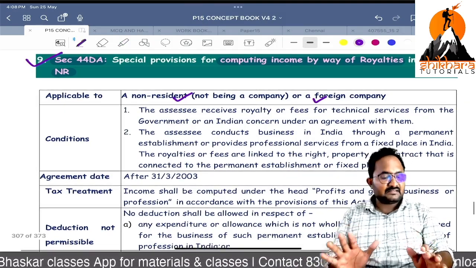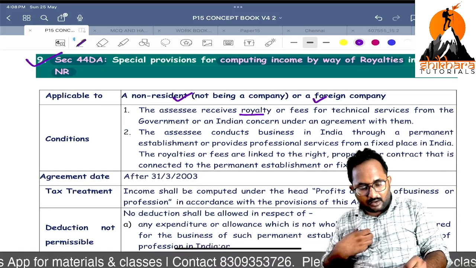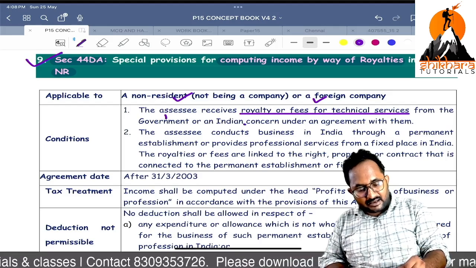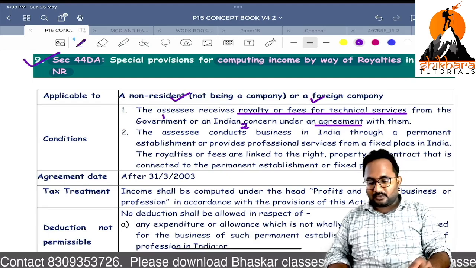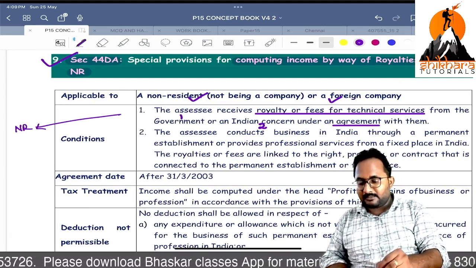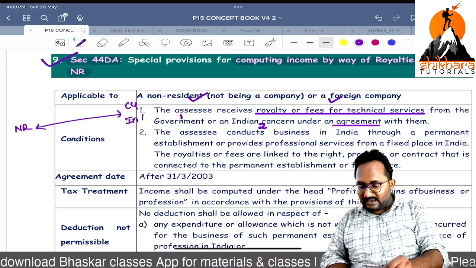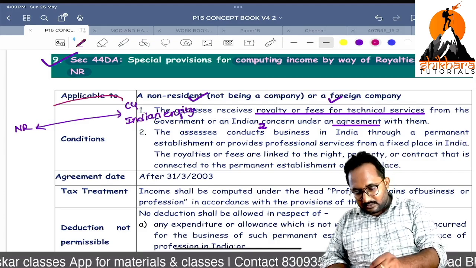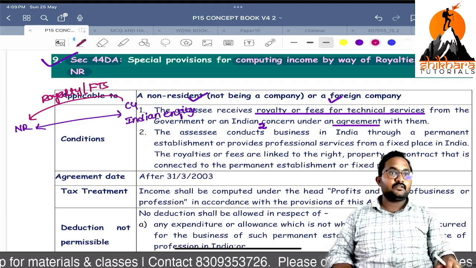Next, conditions are clearly given. The non-resident is receiving the what, ma? Royalty or fees from technical services from Government of India or Indian concern. Concern means what, ma? Entity under one agreement. So I will try to draw a diagram, ma. Non-resident is receiving one income from the government or what, ma? Indian entity. What is that amount he is going to receive, ma? Royalty amount or FTS, fees for technical service.